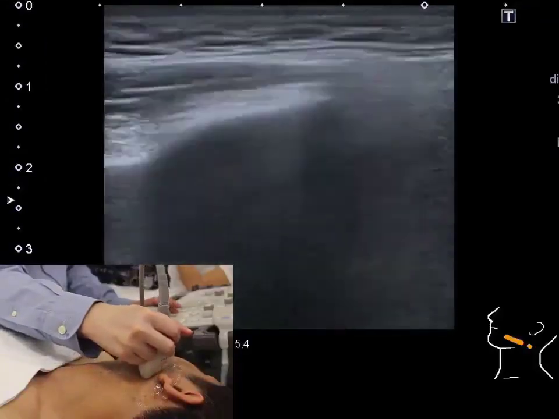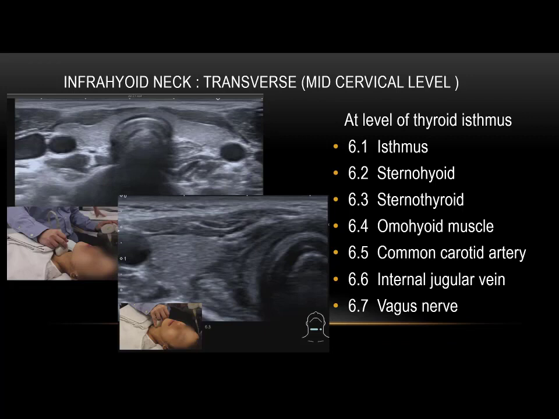Okay, next we move to the infrahyoid level of the neck. Every structure below the hyoid level is considered infrahyoid neck, including the thyroid level, the cricoid level, and anything below that. We start with the landmark at the isthmus of the thyroid. The isthmus is here, anterior to the tracheal ring, and connects the thyroid gland's right lobe and left lobe.